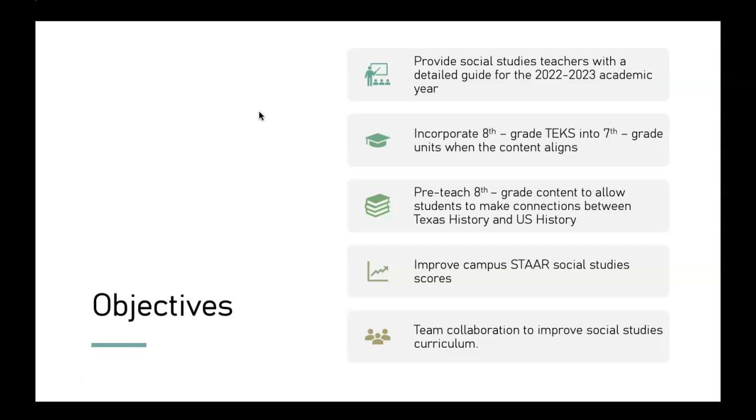As 8th grade social studies is a STAAR-tested subject, our social studies scores should improve by the students seeing the content in 7th grade and 8th grade.